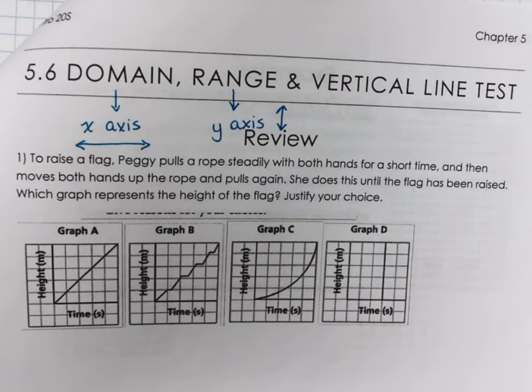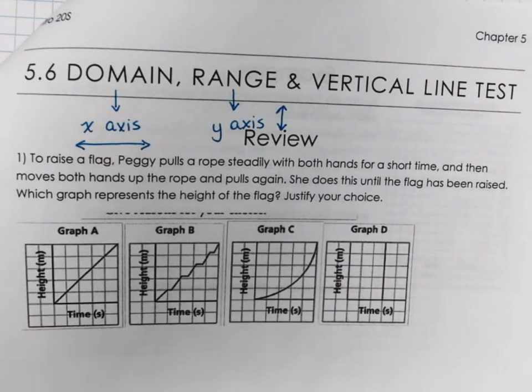Because at first she does it steadily. And then she moves both hands up the rope. So with time in the beginning, we actually know it would be graph A. Okay. Anybody else have a thought or opinion? I got to vote for graph A. Do I have any other ones? No? We all just agree with graph A and we're going to move on, or you guys are emotionally not ready to discuss?